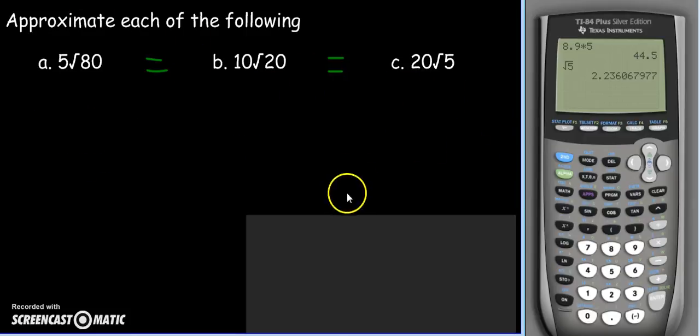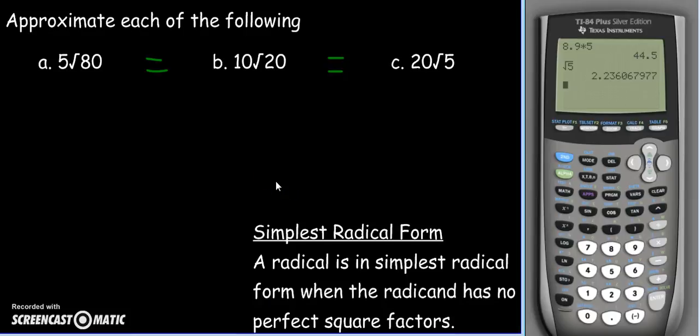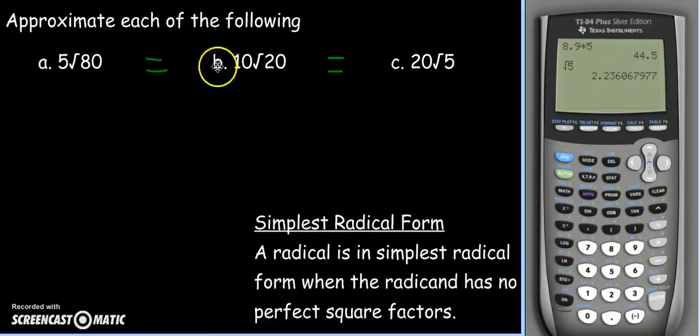And just like fractions, radicals have a simplest form as well. A radical is in its simplest form when the radicand has no perfect square factors. So 80 has a perfect square factor of 4. 4 goes into 80. 16 also goes into 80. 20 has a perfect square factor of 4. So it's not in simplest radical form. 5 only has a perfect square factor of 1, which we kind of exclude from this definition.